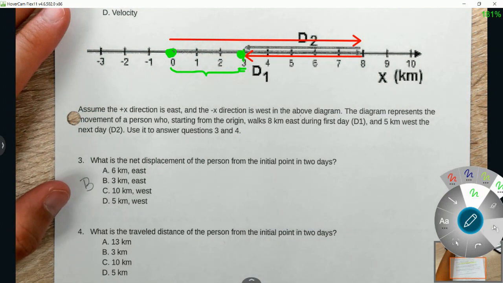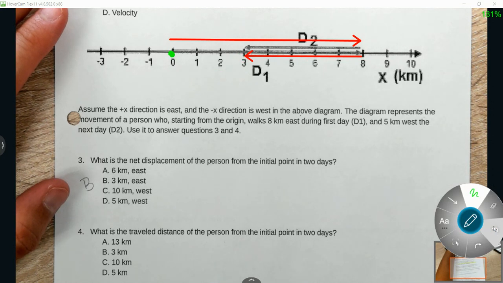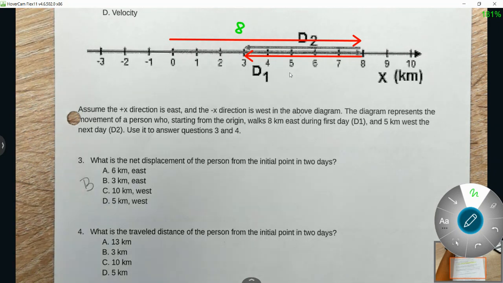Well, what is your total distance traveled? Well, you moved 8, and you also moved how much? 5 back. So what is the total distance that you moved? What do I do with that? Total distance, you add them all together. So 5 and 8, add it together. 13 kilometers.